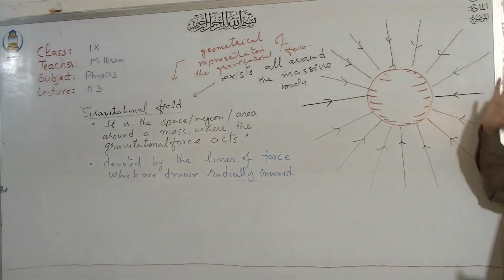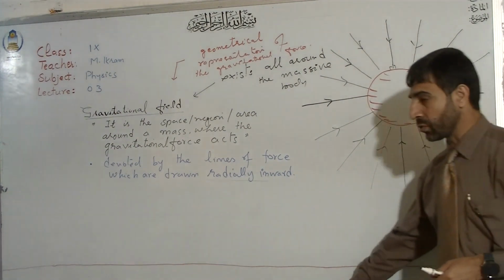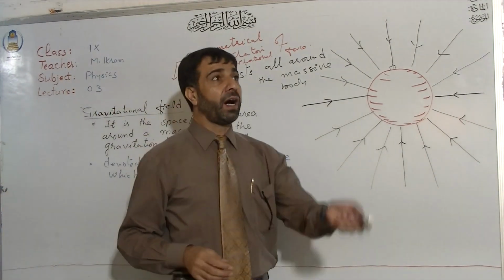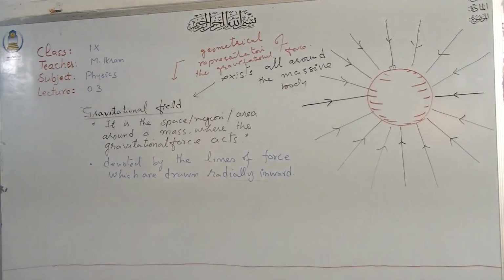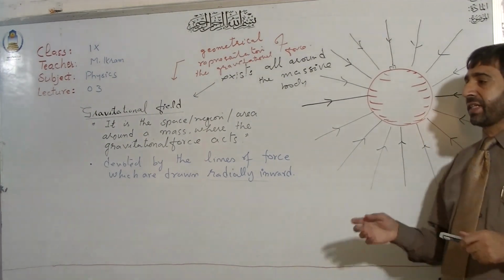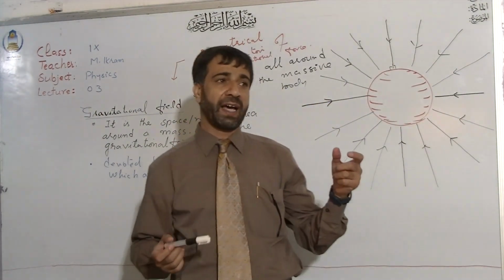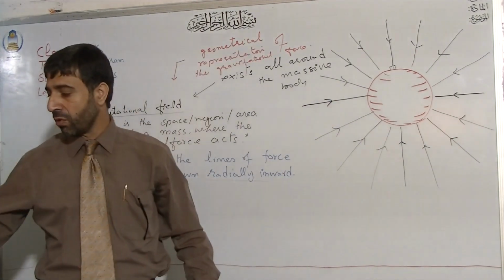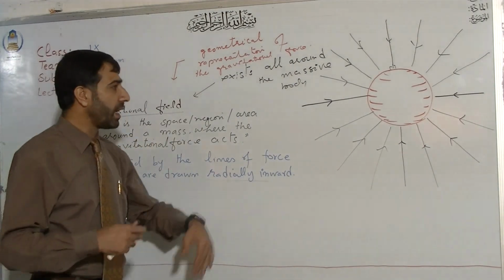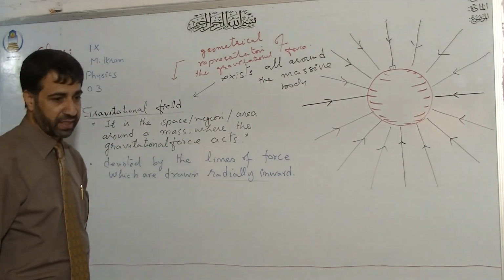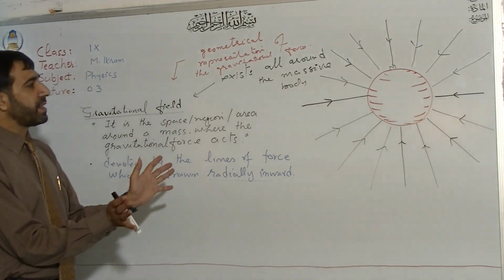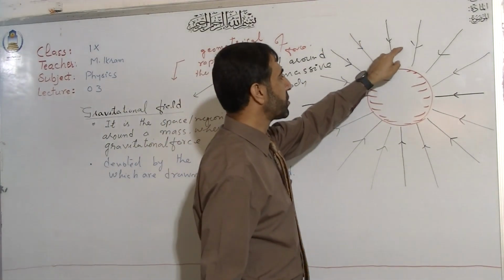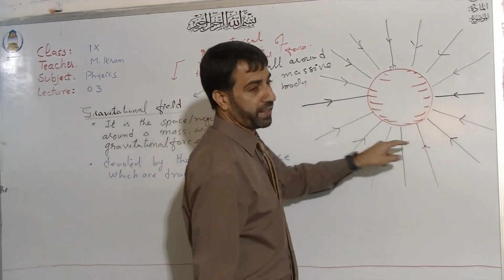Now, why directed inward? This is the first question. Directed inward because when I throw this marker up, what happens? It comes back towards the ground. Anything you throw, even at the fastest speed, for example when you fire a bullet, even then the bullet has to come towards the ground. Anything that you throw in the upward direction always comes towards the ground. Why? Because gravity is attractive. So this is why the lines are drawn inward. They show that the force is attractive.